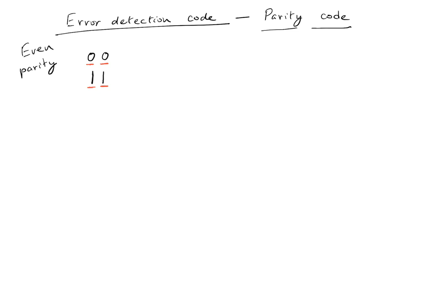The bits which represent the information are called the information bits. So in this case, the first bit is the information bit, and the second bit which we have here, that's called the parity bit. So now for one bit of information, we are adding one bit for its protection.